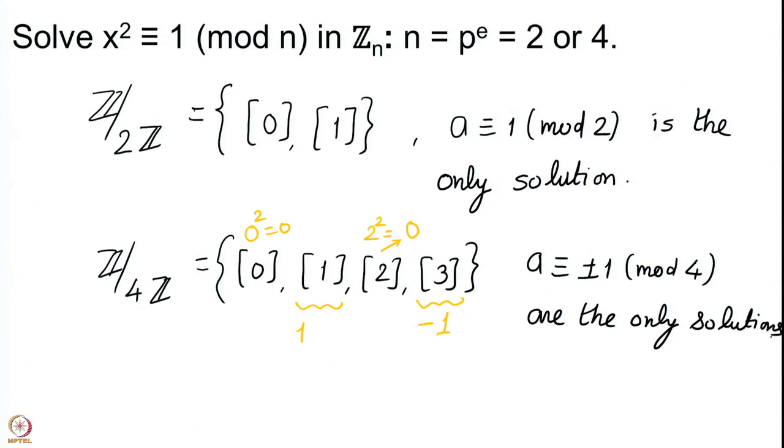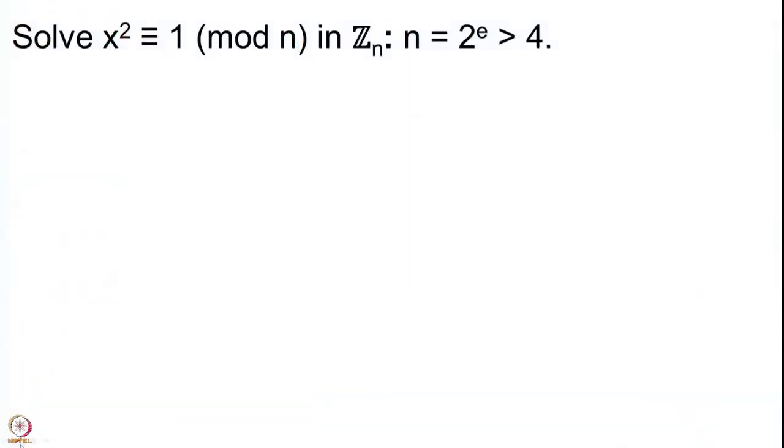So, for p power e equal to 2, we have one solution. So this gives you one solution and this gives you that there are two solutions. For p power e equal to 8 and onwards, the situation is going to be different. So we begin with the case where n is 8, and let us write this set carefully.